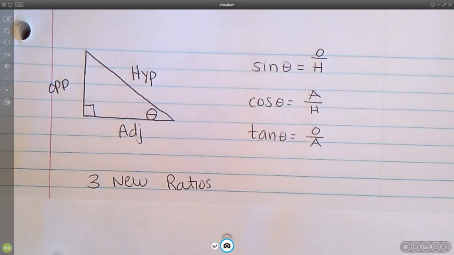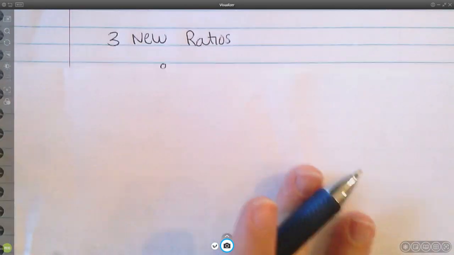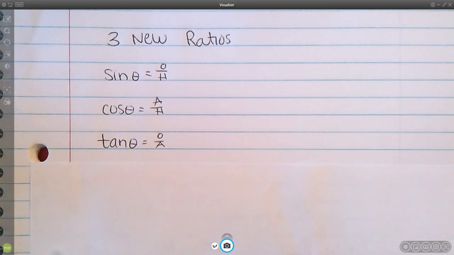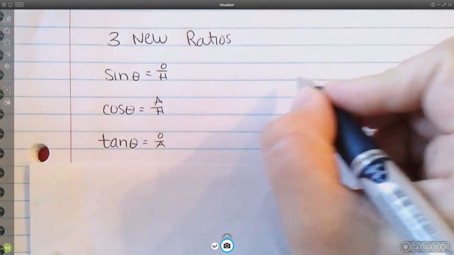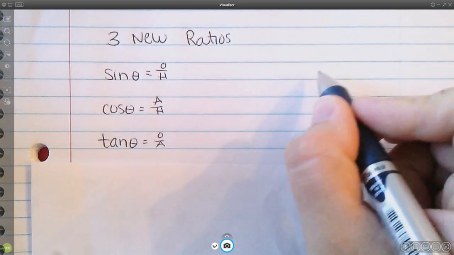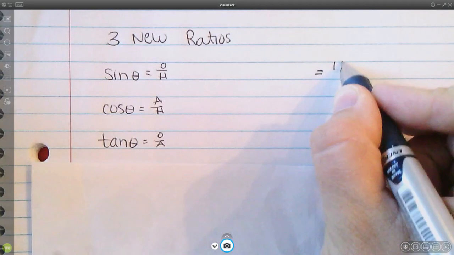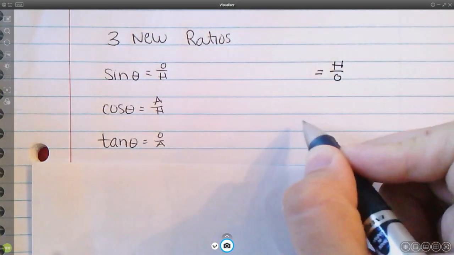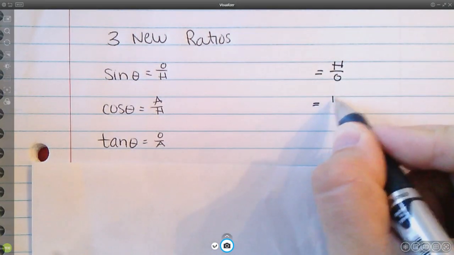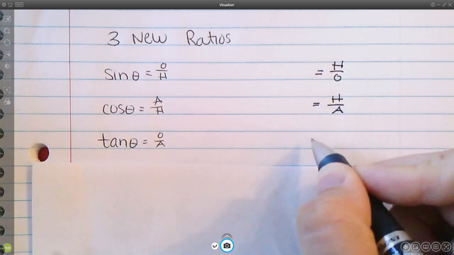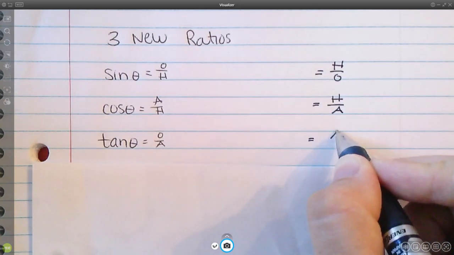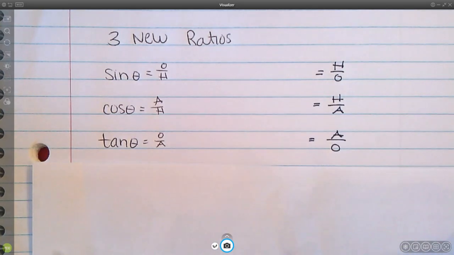Now today we're going to learn three new ones. Those are the three that we already know. Now we are going to look at, for sine, instead of opposite over hypotenuse, one that's hypotenuse over opposite. We're going to have one that's hypotenuse over adjacent. And we're going to have one that's adjacent over opposite.